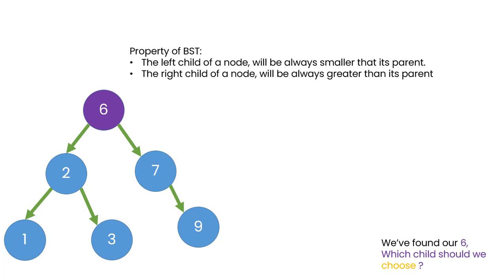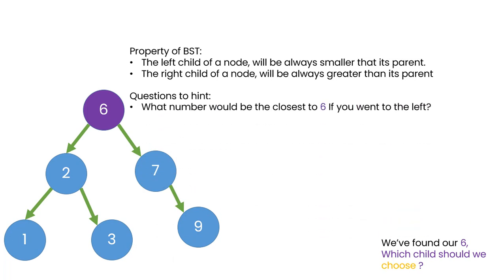So how can we find a child that doesn't violate our binary search tree property? How can we do this? I will give you a couple of questions as a hint so we can understand how to choose a child. First question: what number would be the closest to 6 if we went to the left? You can stop the video here, I will be answering now.